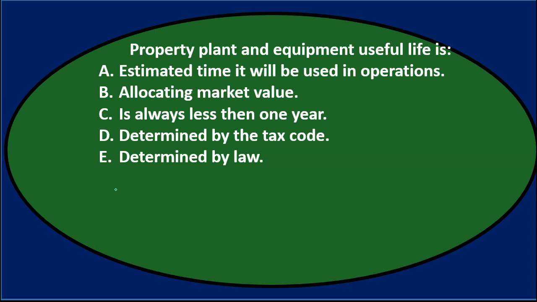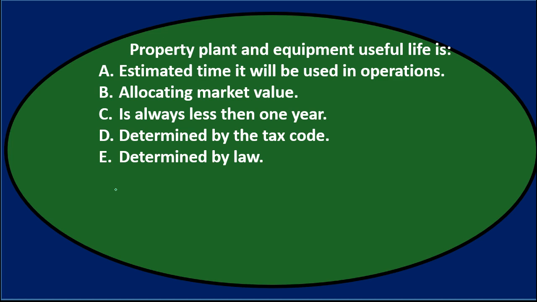Next question. Property, plant, and equipment useful life is A, estimated time it will be used in operations. B, allocating market value. C, is always less than 1 year. D, determined by the tax code. And E, determined by law.